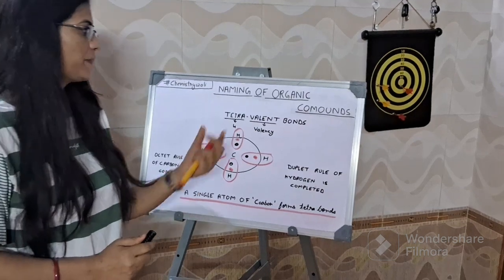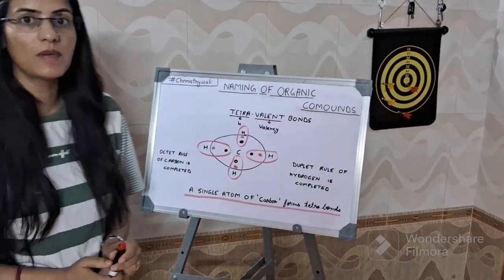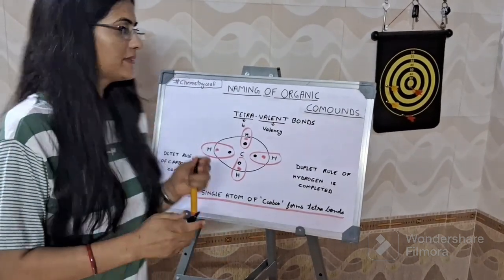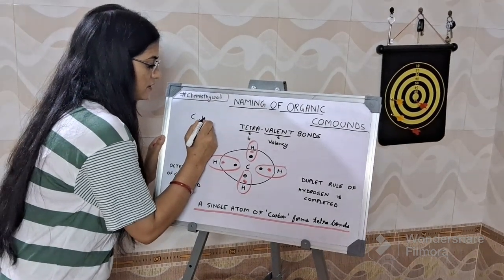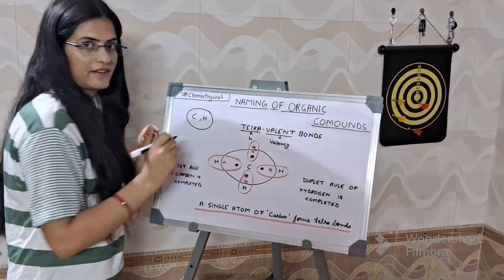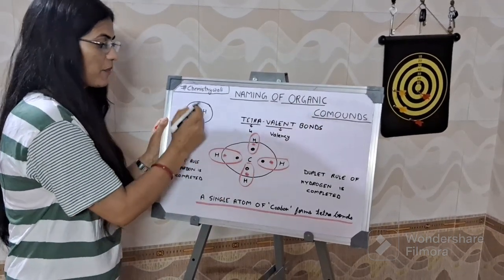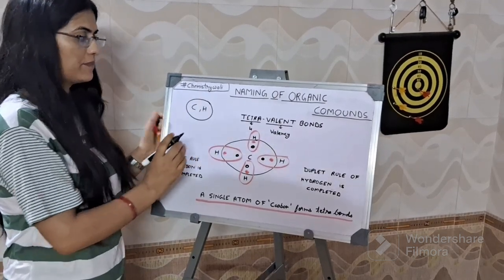So for today our topic is naming of organic compounds. First of all, when we talk about organic compounds, the first thing that comes to our mind is carbon. Organic compounds contain carbon and hydrogen. These two things will be there. In the last video also we discussed that organic compounds are made up of carbon and hydrogen. These are the basic elements of organic compounds.